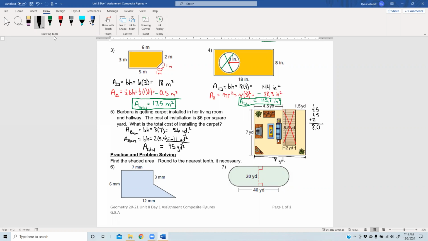Now it doesn't ask us for area, it asks us for how much it costs to carpet the hallway and the living room. So let's see, 45 yards squared times $6 per yard squared. So the yard squares are going to go away and we're just going to be left with dollars. 45 times 6 is $270. That's what it'll cost her.